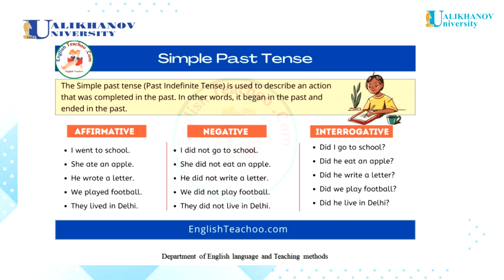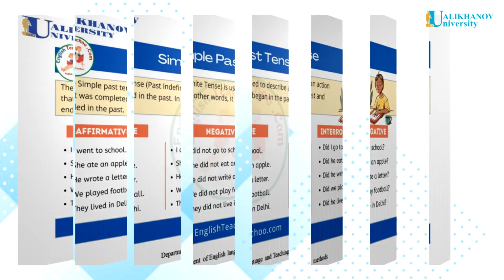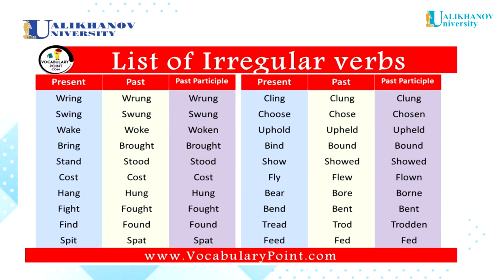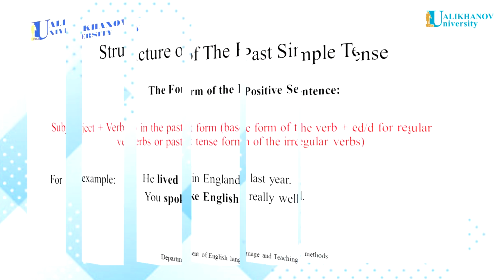the verbs are regular. But if the verbs are irregular, then they have their own forms in the list of irregular verbs. Look at the list of some irregular verbs. For example, ring, rang, rang, swing, swung, swung, wake, woke, woken, bring, brought, brought, stand, stood, stood, etc.